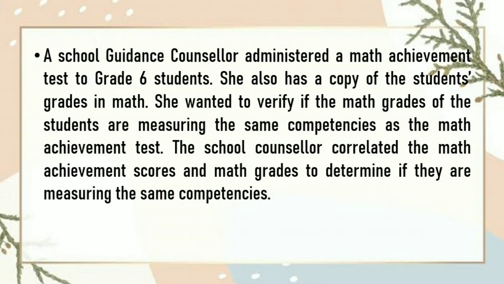The school counselor correlated the math achievement scores and the math grades to determine if they are measuring the same competencies. The formulated questions: what needs to be available when conducting concurrent validity? The answer is concurrent measures in the study are taken at the same time. Number 2, at least how many tests are needed for conducting concurrent validity? At least 2. Generally, one assessment is new while the other is well established and already proven to be valid.